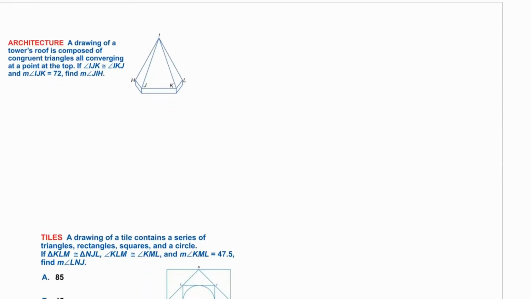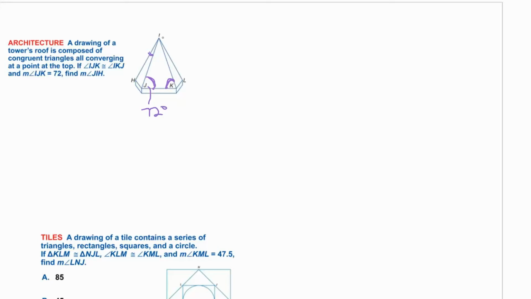So this drawing of a tower's roof is composed of congruent triangles, all converging at the top in a point. They're telling us that angle IJK, this one right here, is congruent to IKJ. Since they're congruent going all the way around, we know all the bottom angles are congruent, except for the top. So if IJK, this one here, is 72 degrees, find JIH, the one here at the top.